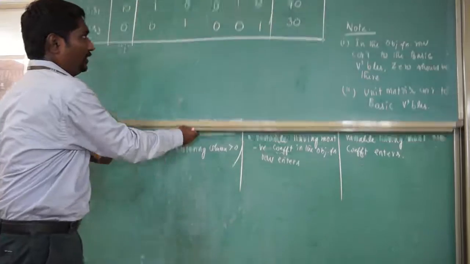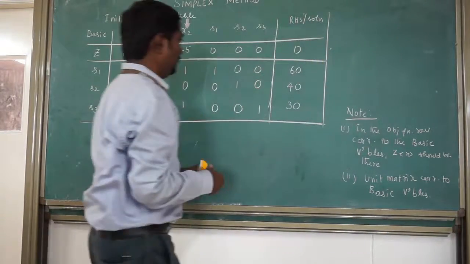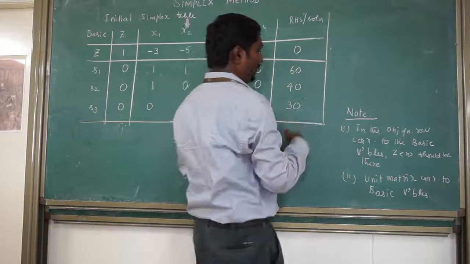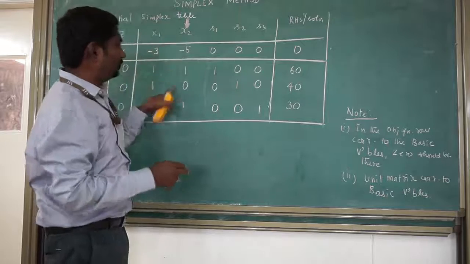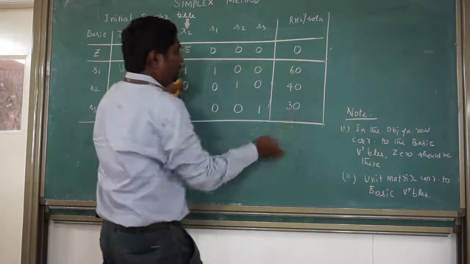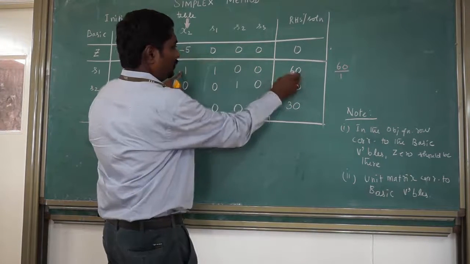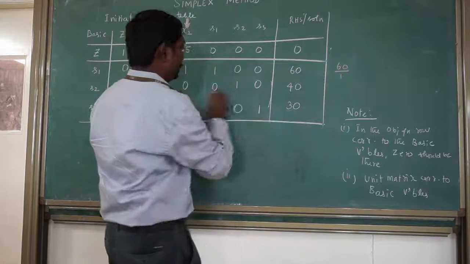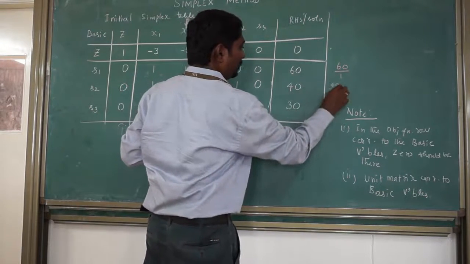Here in the simplex table, this is the entering column and this is the solution column. So we take the solution column divided by the entering column, where the entering column is greater than 0. This is 60 divided by 1. For the next one, 40 divided by, it should be greater than 0, 40 divided by 0.